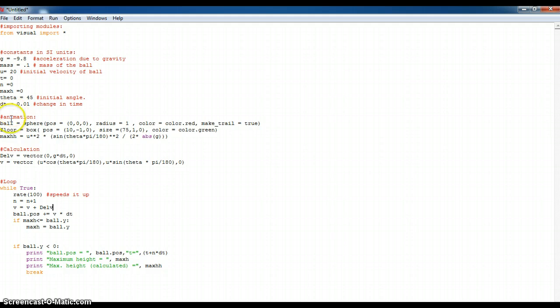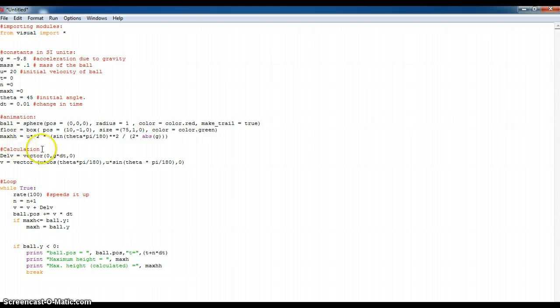Let's assume the ball has the following physical properties, and we know that the maximum height can be calculated using the formula u squared times sine theta, whole squared, divided by 2 times g. And we just calculated pi by 180 to change the angle to radians.